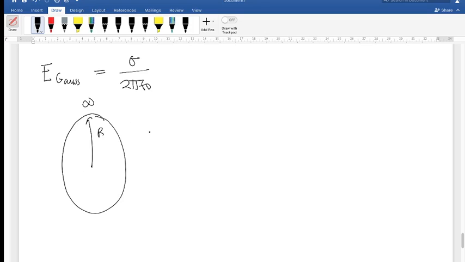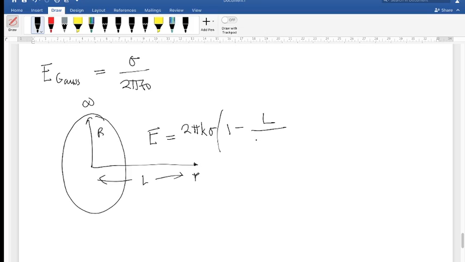So recall the electric field we obtained using Coulomb's law, at a distance L from the disk at point P. As I recall, that is 2 pi k sigma, then we have 1 minus L over square root of r squared plus L squared, in the direction of i hat. So correct me if I'm wrong. The direction is not needed here, okay?